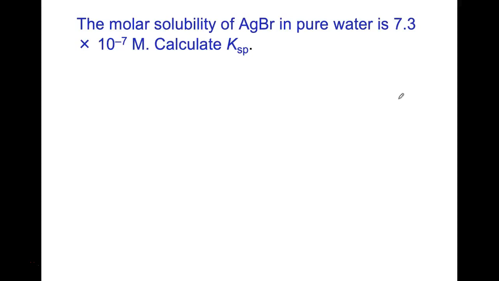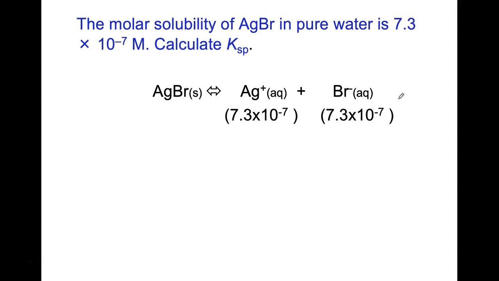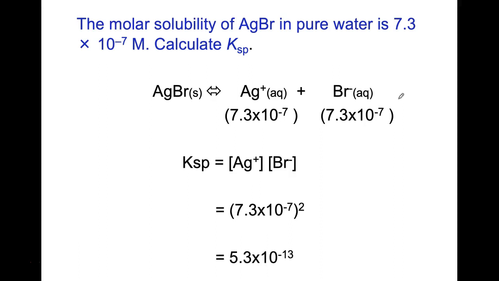Okay, here's the solution. That's the question again, that's all that is. Here's my equation. My KSP expression is going to be then KSP equals Ag positive times Br minus, and they're the same value because it's a 1-to-1 ratio. I just have to square them, and there's my answer, 5.3 times 10 to the negative 13th. I do want to mention, if you use a table to look up the solubilities of these compounds, depending on the textbook you use, you might get slightly different answers, but they're all pretty close.